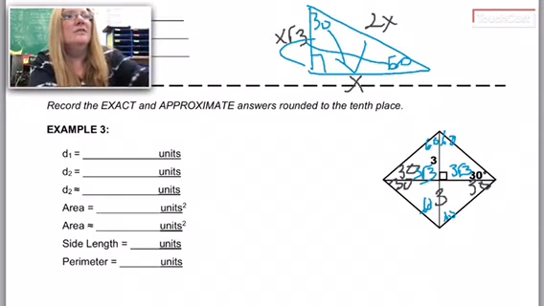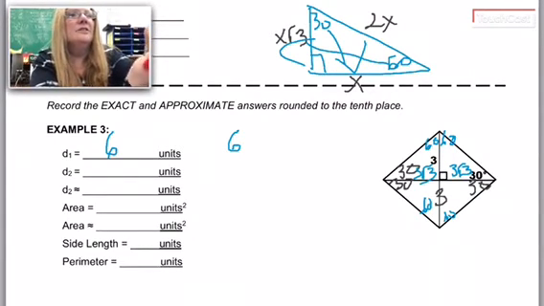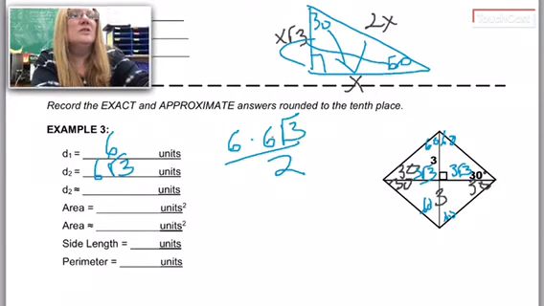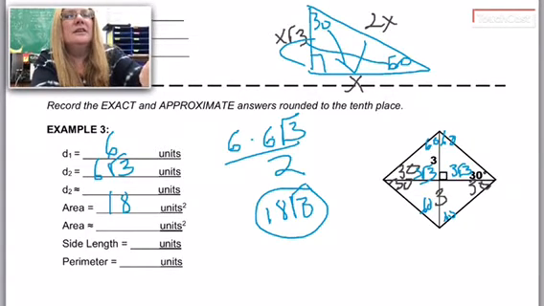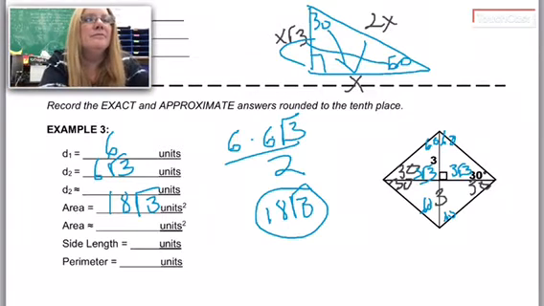Okay, so one diagonal is 6. The other diagonal is 6 times the square root of 3. And the area is diagonal 1 times diagonal 2 divided by 2. So 6 times 6 is 36, divided by 2 is 18. So the area is 18 times the square root of 3.